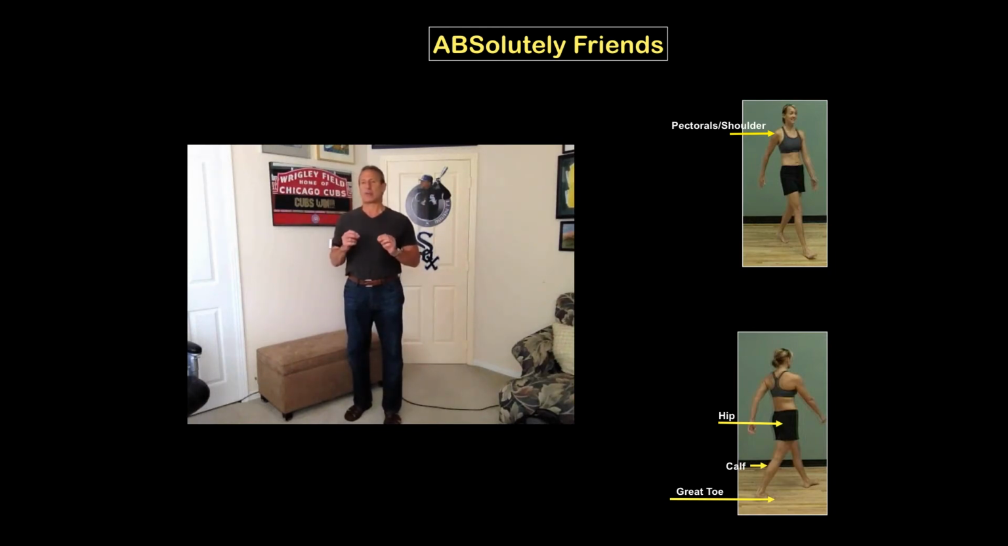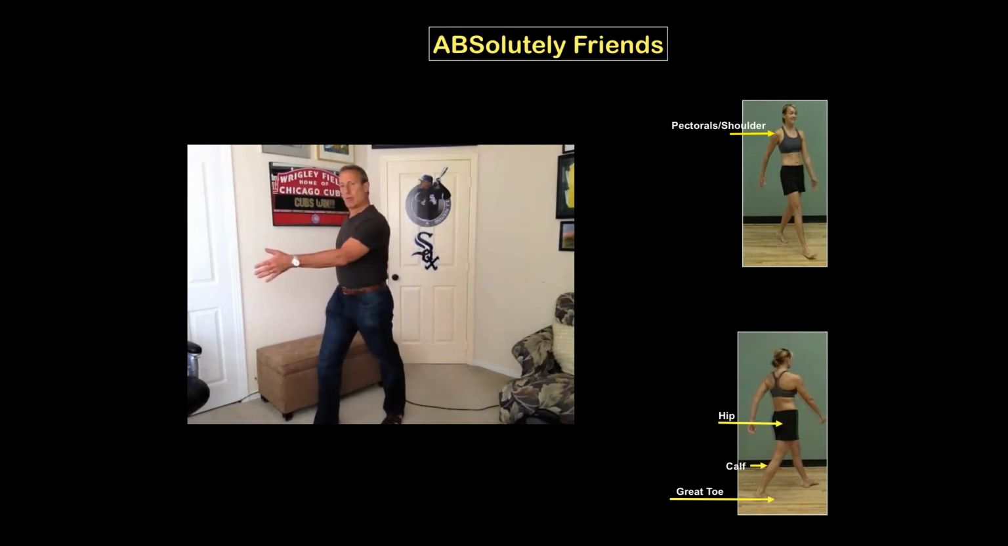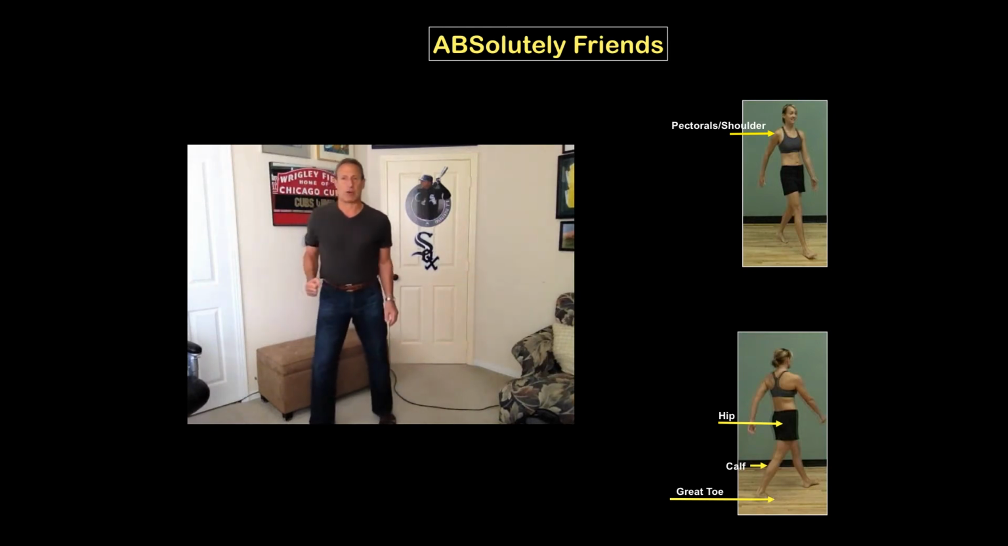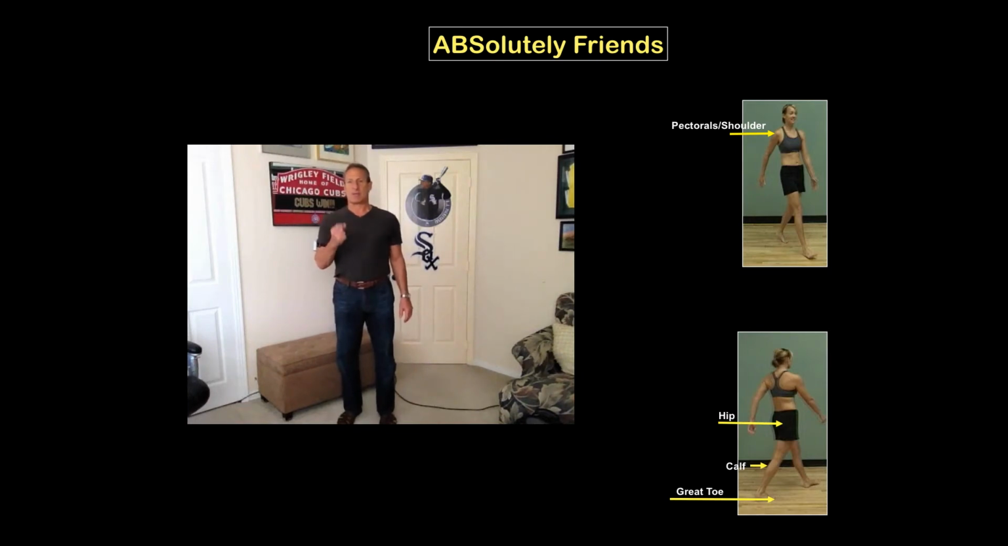So what we need to do is make sure that we have good mobility in the great toe, the calf, and the hip to allow rotation, and good thoracic motion to allow rotation, so we can load the abdominals in all three planes of motion. The absolute friends of the abdominals, the way I look at it as we start from the ground up, is good mobility in the great toe, good motion in the ankle, good mobility in the hip flexors, good mobility in the thoracic spine, and good mobility in the shoulder girdle, because that will load the abdominals in all three planes of motion, and then we've got the absolute friends of the abdominals. Great toe, calf, ankle, hip, thoracic spine.